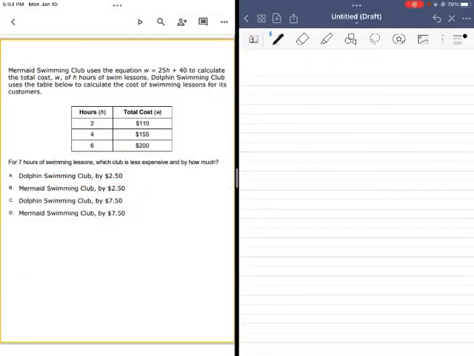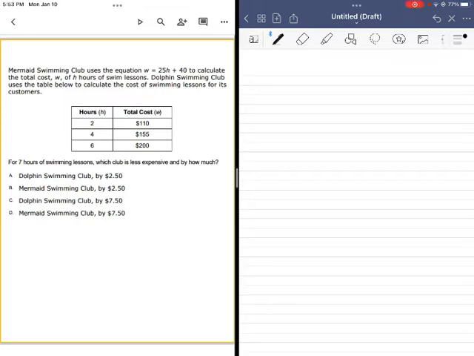All right, looking at our next example, it says that the Mermaid Swimming Club uses the equation W equals 25H plus 40 to calculate the total cost W for H hours of swimming lessons. It says the Dolphin Swimming Club uses the table below to calculate the cost of swimming lessons for its customers. For 7 hours of swimming lessons, which club is less expensive, and by how much?